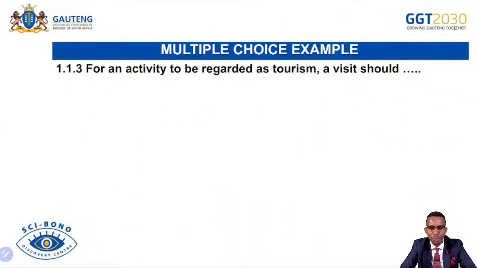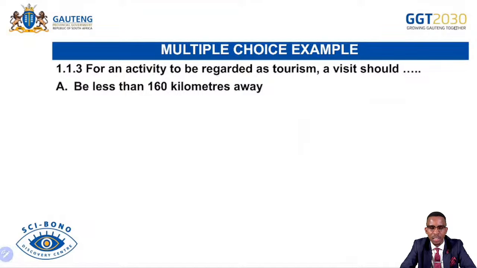For an activity to be regarded as tourism, a visit should, so you know activities that will result in an activity being called tourism. What should be there? What is the principle for that particular activity or visit to be known as tourism? We have different options. So let's check what is given.